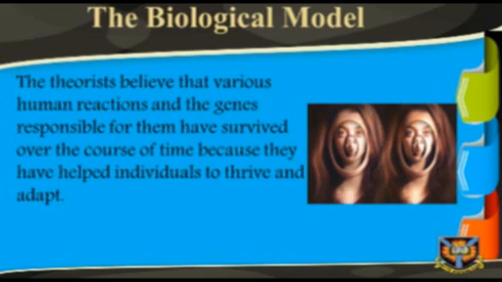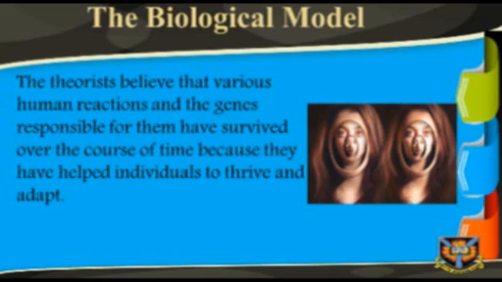The theorists believe that various human reactions and the genes responsible for them have survived over the course of time because they have helped individuals to thrive and adapt. For example, people who were particularly sensitive to danger, those with greater fear response, were more likely to survive catastrophes.